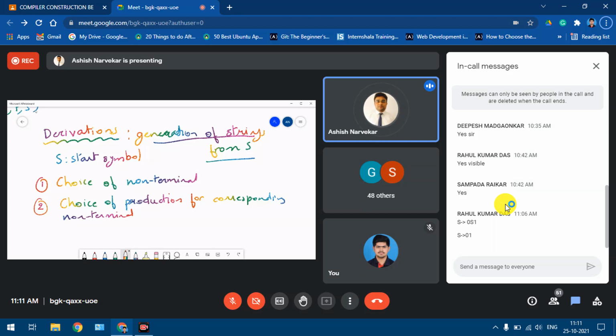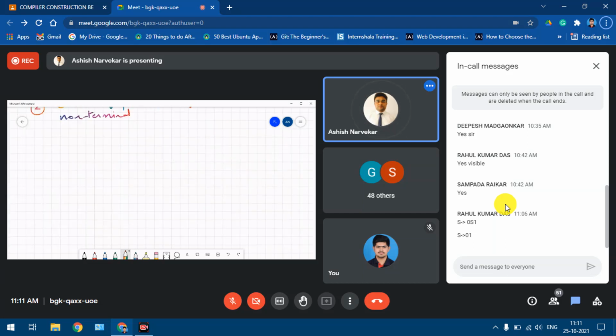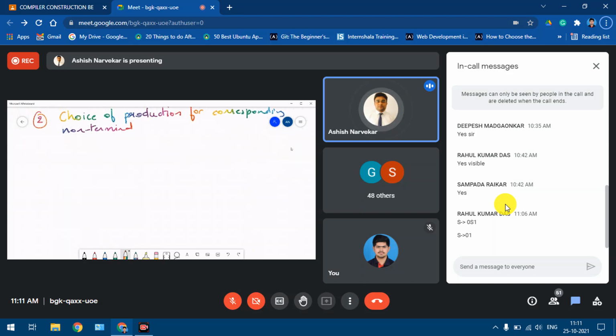Okay, so we'll take some examples and then we'll understand this more clearly. I might take an additional 5 minutes or so, so please have patience. Before we try to elaborate these 2 points with an example, what we need to understand is that there are 2 types of derivations.